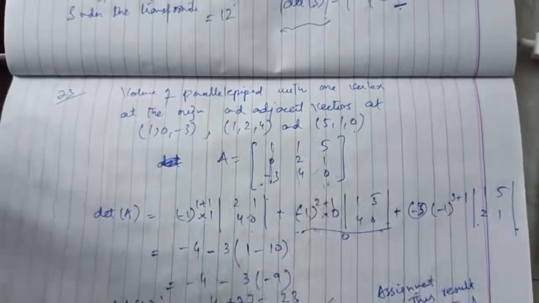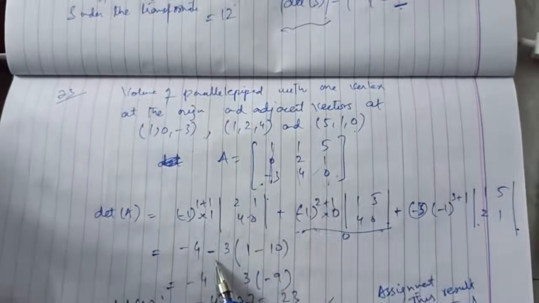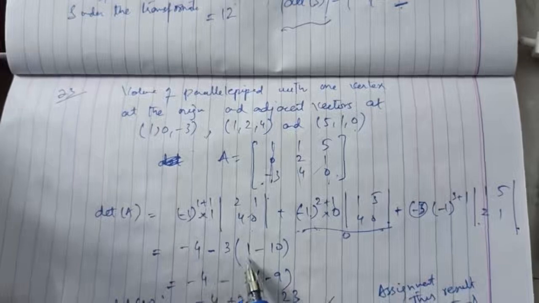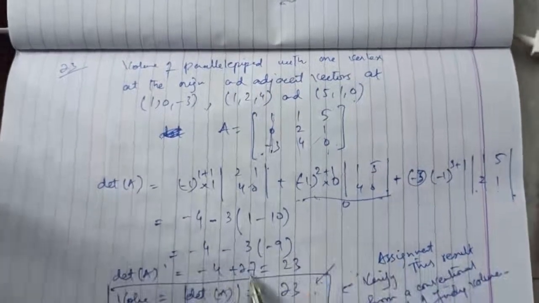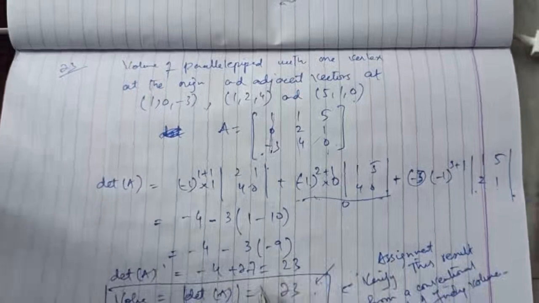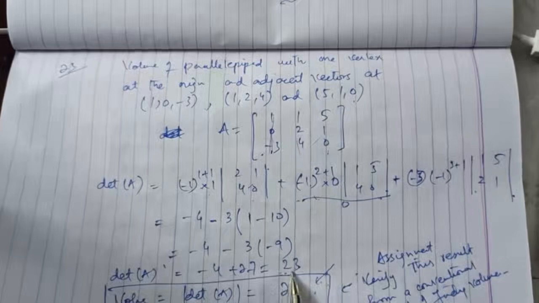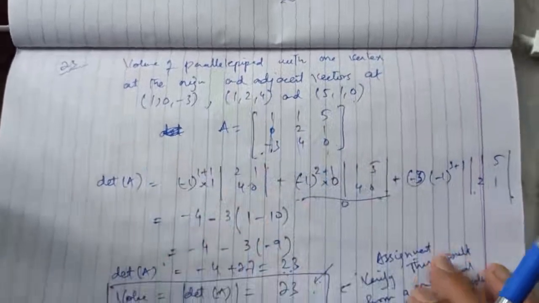I can do the calculation over here, which comes out to be minus 4, and then it comes out to be minus 3 times 1 minus 10, and of course that comes out to be overall minus 4 plus 27. If you add them up, that comes out to be 23. So it means the volume of this parallelepiped determined by these 3 vectors, right, is actually 23.